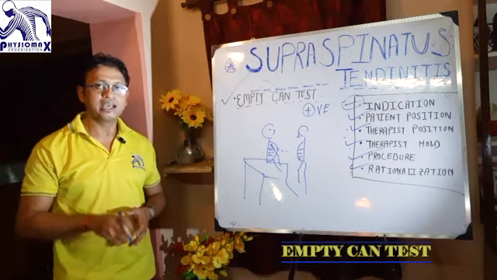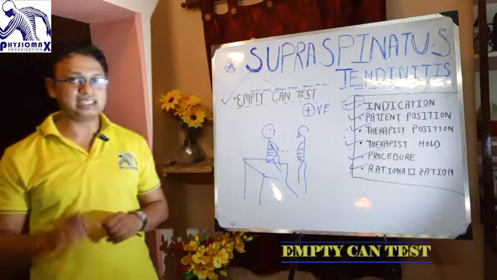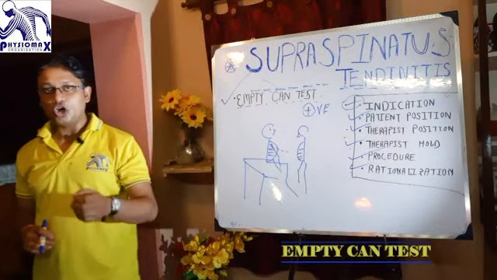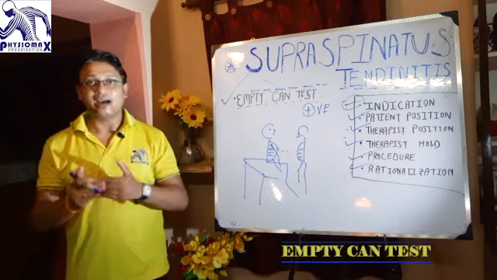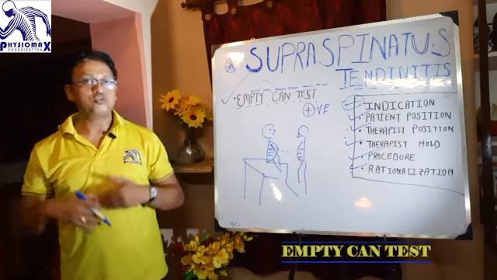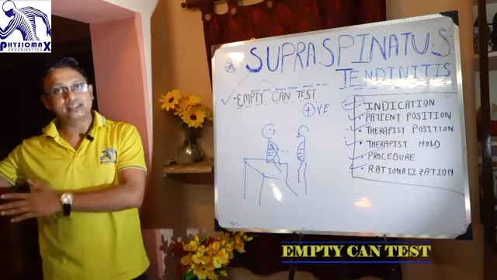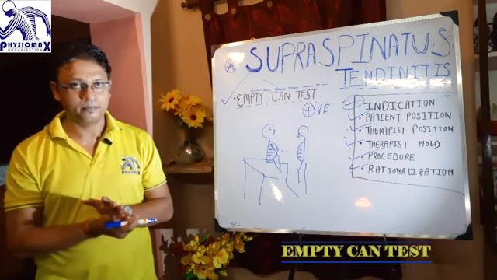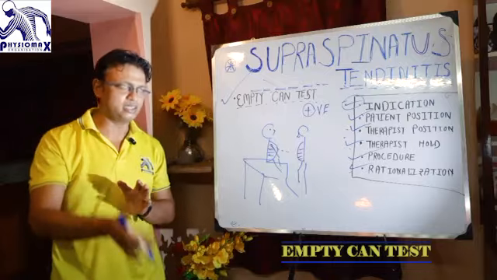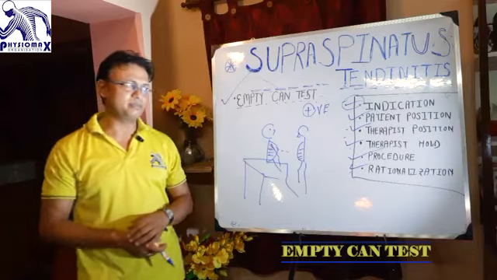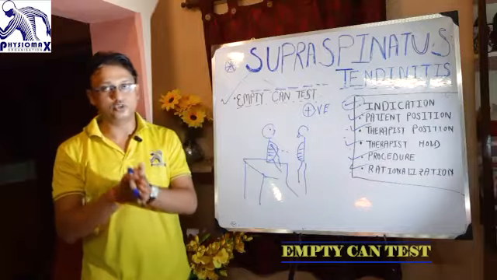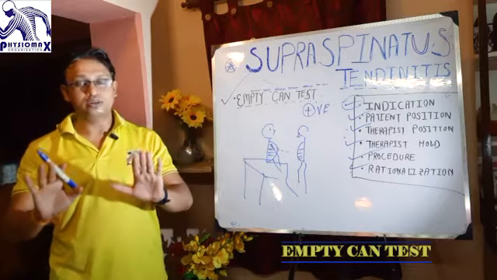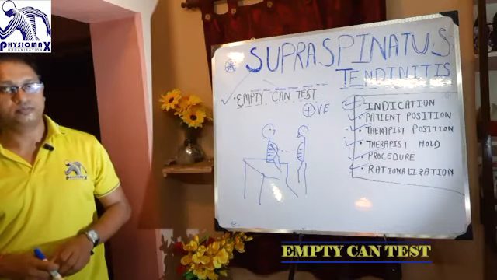Although this test has a higher sensitivity, the specificity value of this test is a bit low. What does it indicate? It indicates that the empty can test alone cannot directly diagnose supraspinatus tendinitis or tendinopathy or tear or any type of subacromial pathology. For a confirmatory test, we either need to go with some other confirmatory test or we need to rely on MRI. Although the specificity value of the empty can test is a bit low compared to other special tests, we can confirm this test with other tests to come to a particular conclusion.